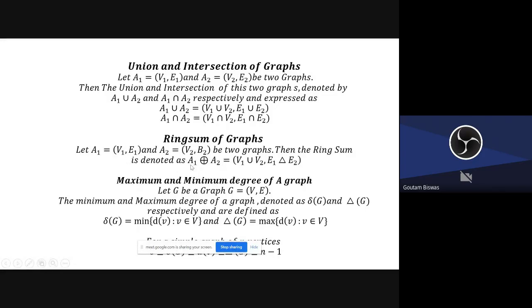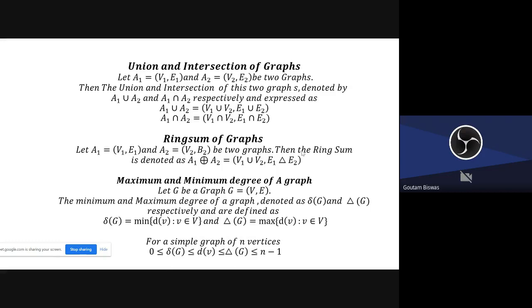Its notation is G1 with a plus sign inside an encircled circle, G2. It is nothing but the symmetric difference. The edge set is the symmetric difference of the edge sets of these two graphs, and the vertex set is the union of the two vertex sets. So there may be a question like this: find out the ring sum of these two graphs.